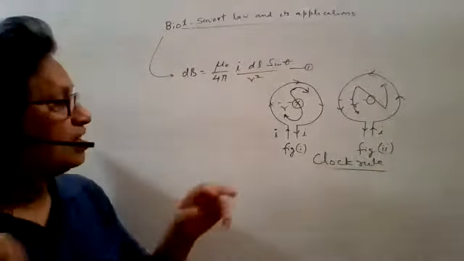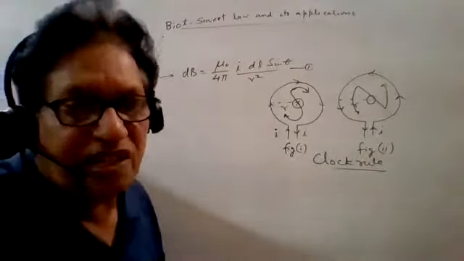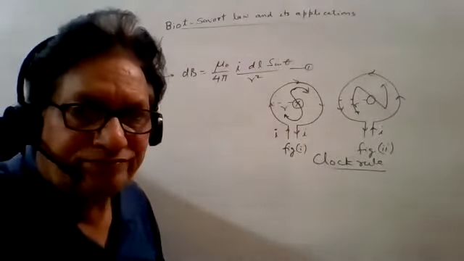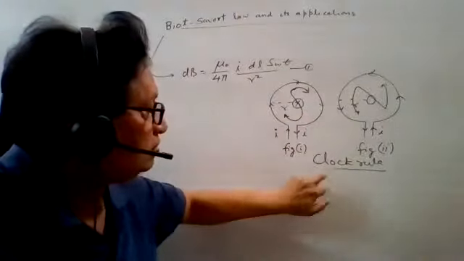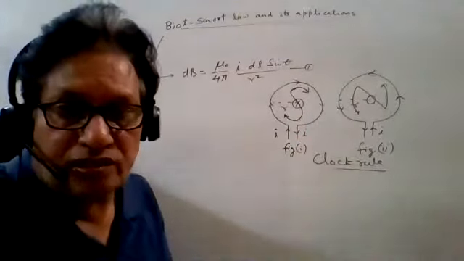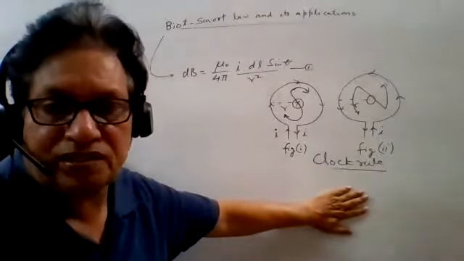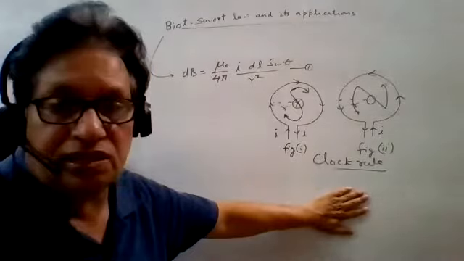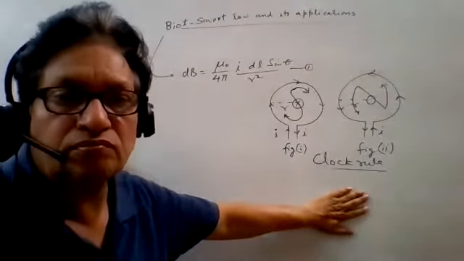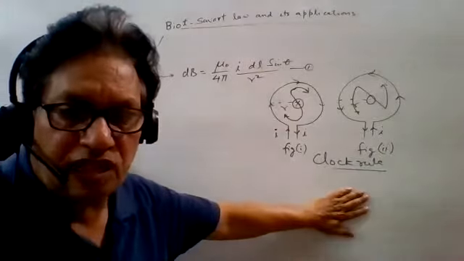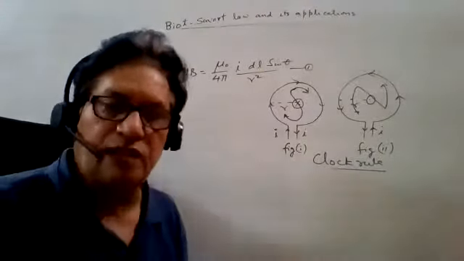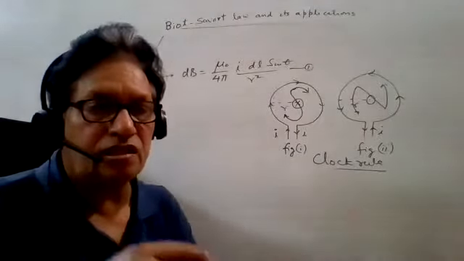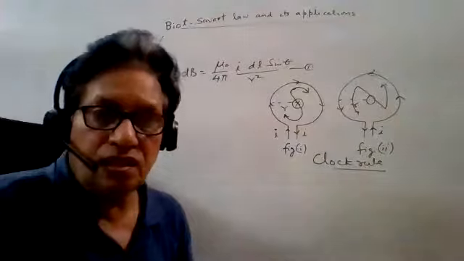Clock rule means if the current in the circular path or circular coil is in clockwise direction, we get the south pole. If the current in the circular coil is in anti-clockwise direction, we get the north pole. It is called the clock rule. You are really familiar with it from 10th class.